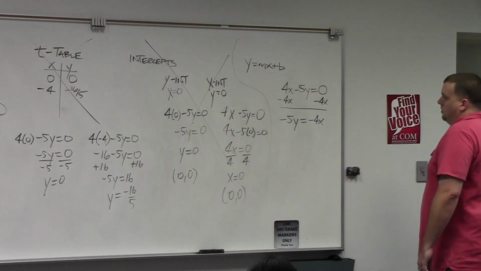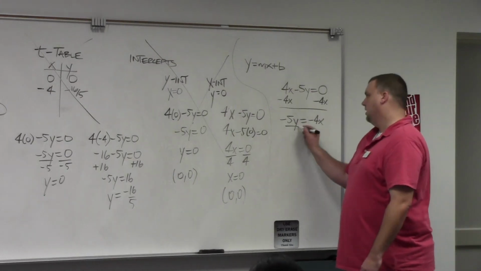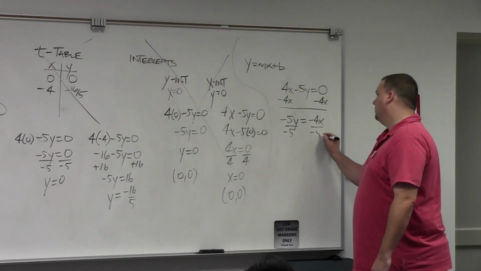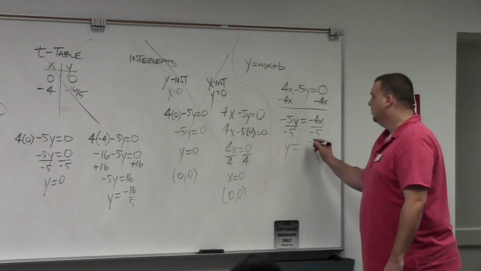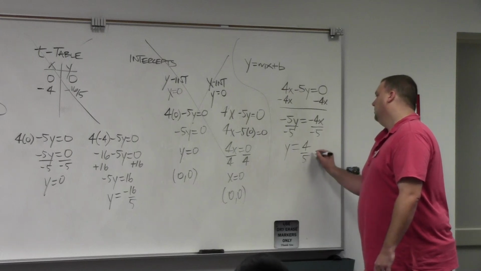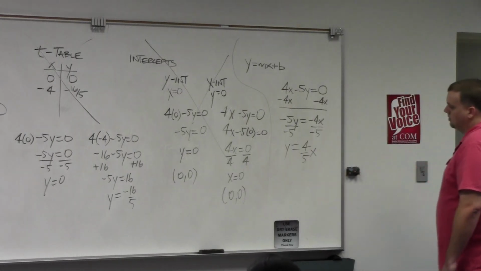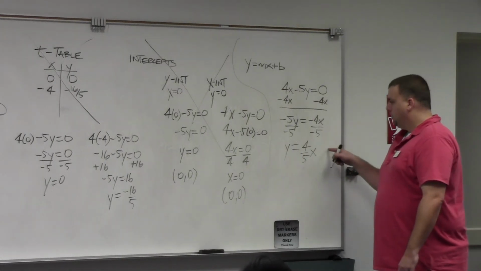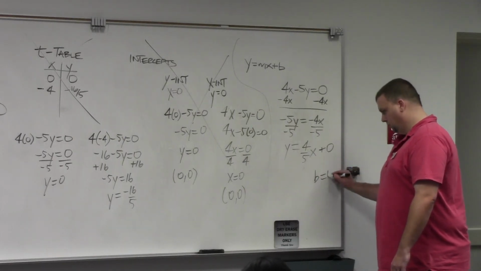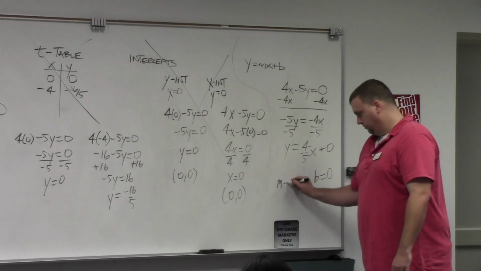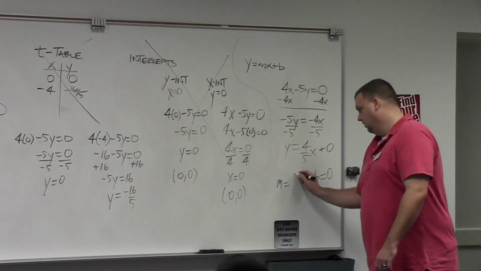Plus the, divide by negative 5, right? We got to get rid of that negative 5. So y equals, I have a negative divided by a negative. Right. Okay, so I know there's nothing back here, but all that means is that my y-intercept is 0. What's my slope? 4/5.